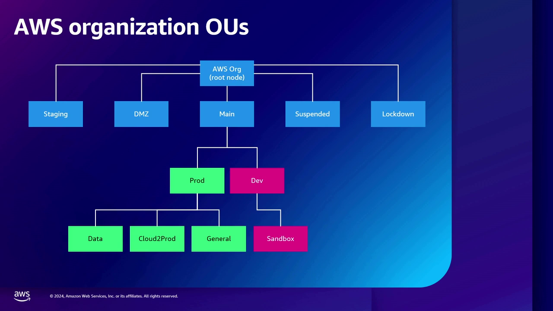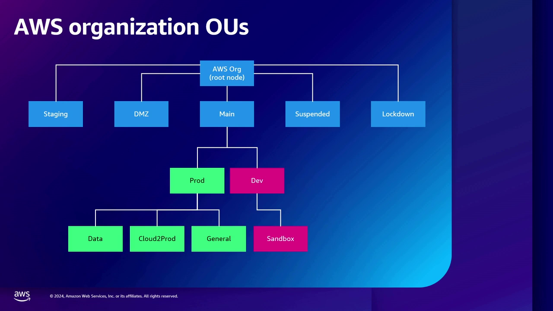OUs are just organization units, which allow us to logically deploy SCP controls on a collection of accounts. It helps scale our policies. It helps us be compliant at scale. It helps us make sure our accounts are secure by default. Top-level OUs, as you can see in this tree, are staging.